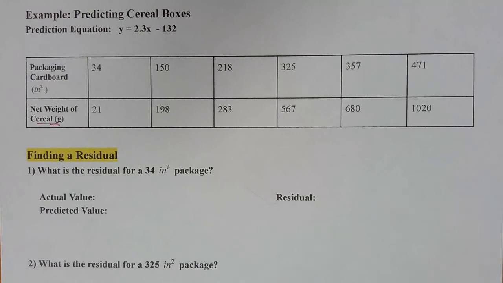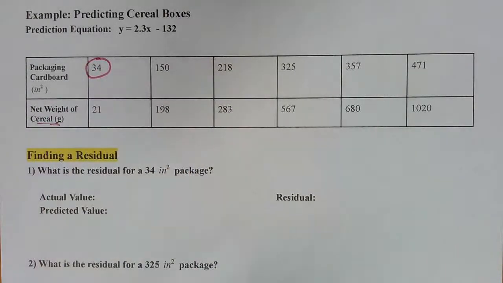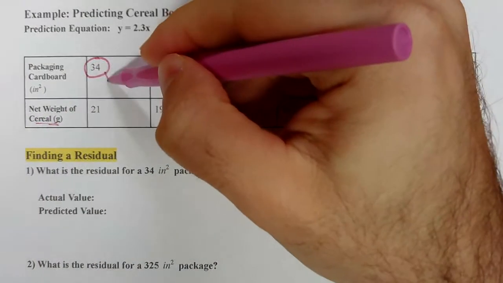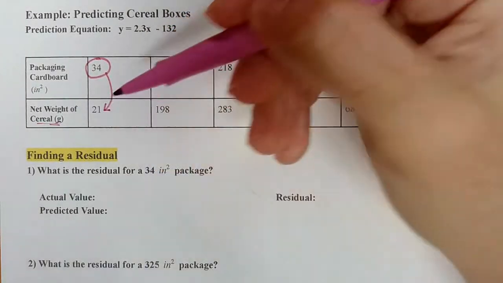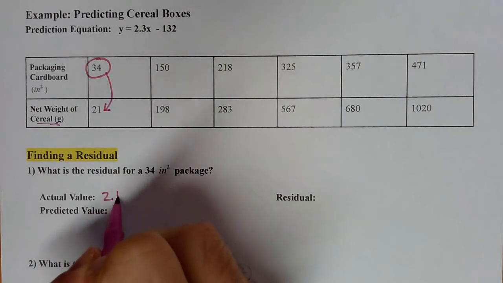Finding a residual. What is the residual for a 34-inch squared package? The first thing we want is the actual value that comes right from the table. So I'm going to look at 34 inches squared, and the actual value that we observe with a 34 square inch package is 21. So that actual value is 21.